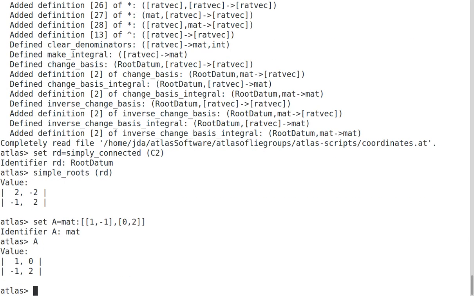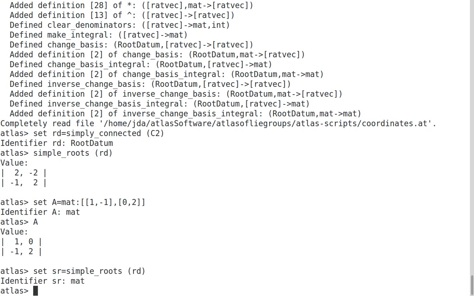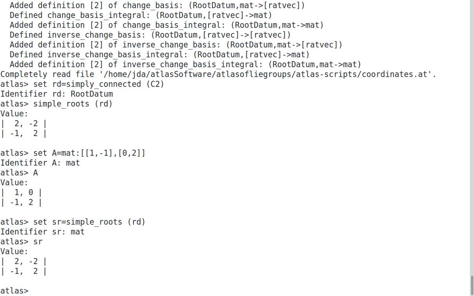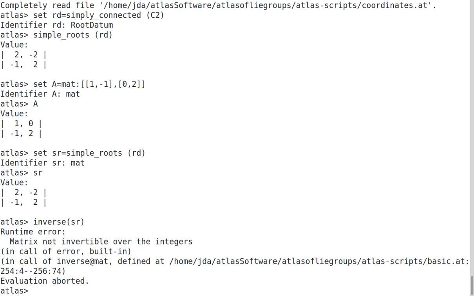So what I need is the change of basis matrix between these two. So let's set SR to be the simple roots of this root datum. And what I need is the matrix A times the inverse of SR. So let's look at the inverse of SR. And we see that there's a problem. It's not invertible over the integers. So this requires a little bit of a workaround.